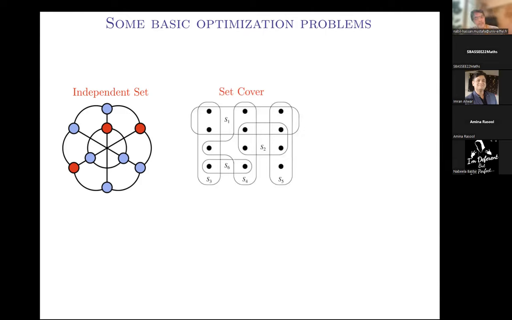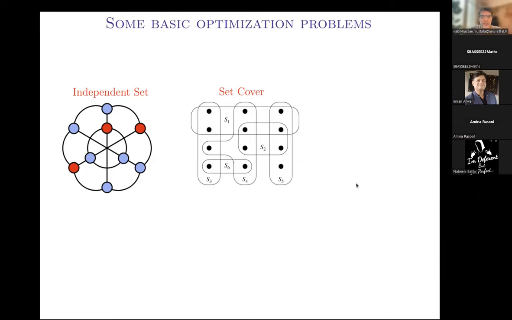You have the set cover problem, so you're given a bunch of elements and a bunch of sets. The elements are these black dots here, and the sets are these shapes, and all the points contained inside a shape, that's a set. So you have S1, which contains these 6 points. You have S2, which contains these 4 points. And then you have S4, which contains these 5 points and so on.